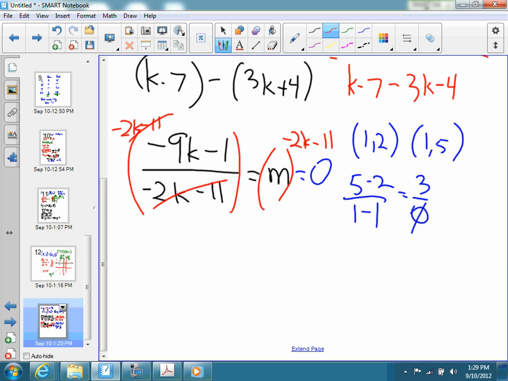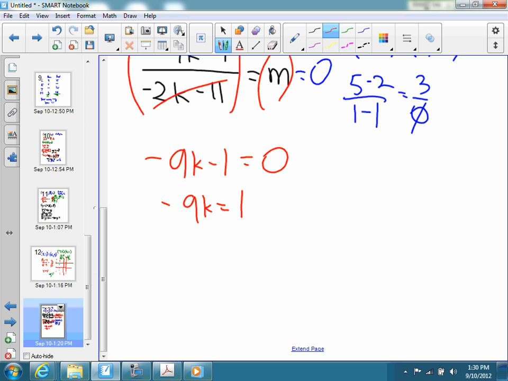And when I multiply negative 2k minus 11 times 0, what do I get? I get 0, right? That's why I'm only concerned about the numerator. All I'm concerned about is negative 9k minus 1 is equal to 0. So I have negative 9k is equal to positive 1. K is equal to negative 1/9. That should be the answer to the question, right? Follow me?